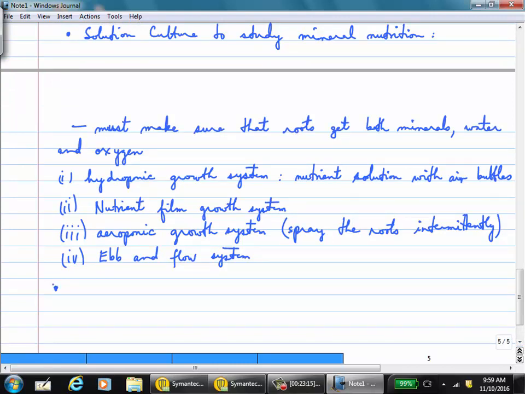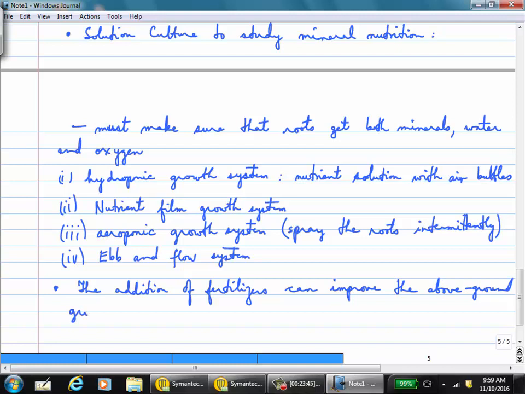Now, it is a fact that you can add fertilizers to the soil to improve the plant yield. Now why does that happen? So the addition of fertilizers can improve the above ground growth and yield. And why is that?